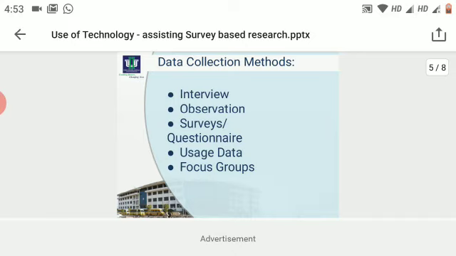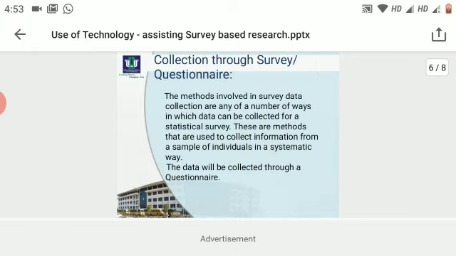For data collection methods, here I have included a few: the interview method, the observation, and the surveys. Of course, surveys will be through the questionnaire. The questionnaire or the schedule can be there, or users data or the focus group. So these are a few collection methods we are having. And the collection through survey questionnaire.